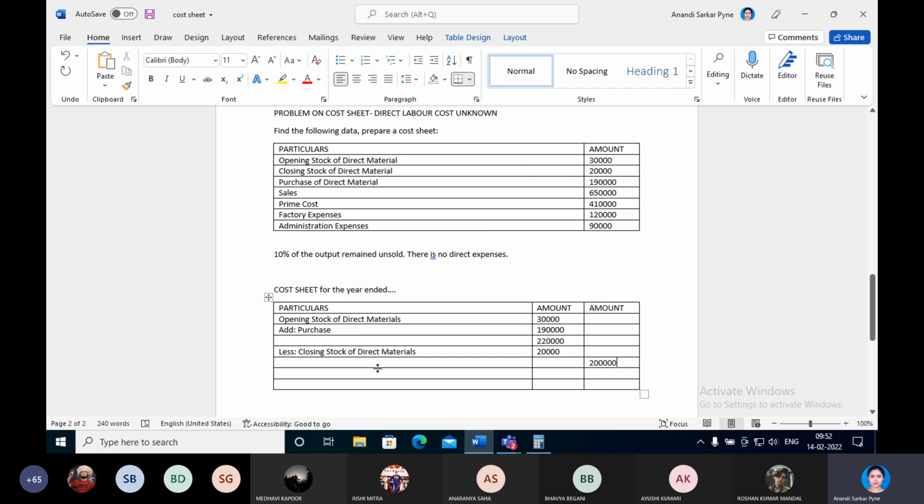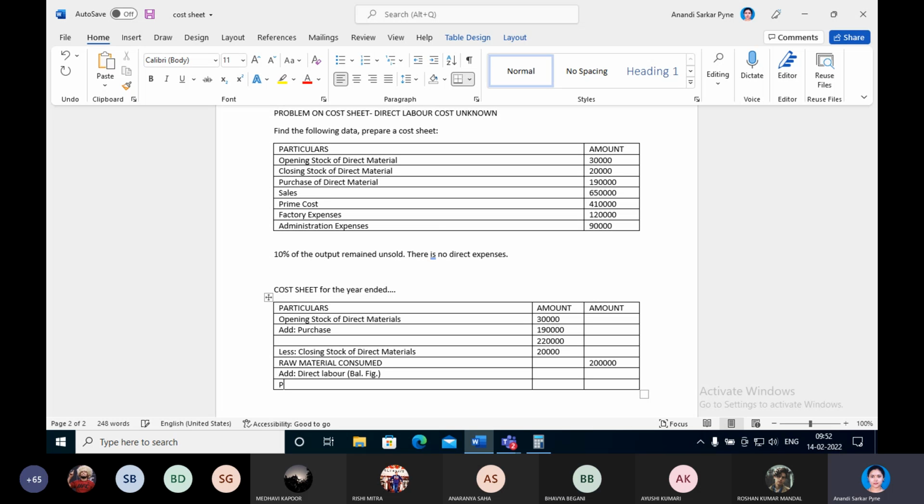So what is this 2 lakh? This is raw material consumed or direct material consumed. Add all the direct expenses. So here we have direct labor. This is a balancing figure.